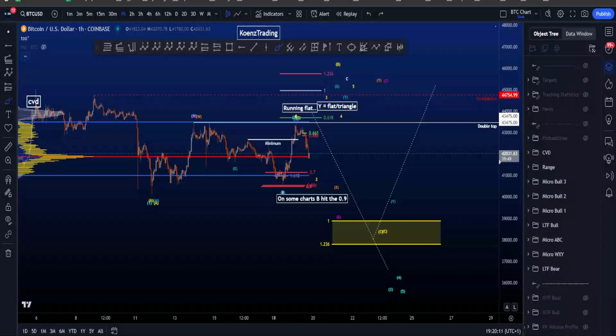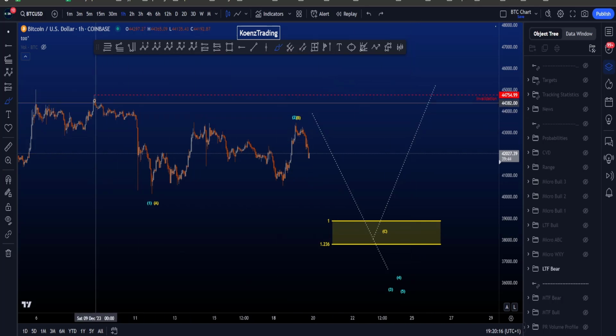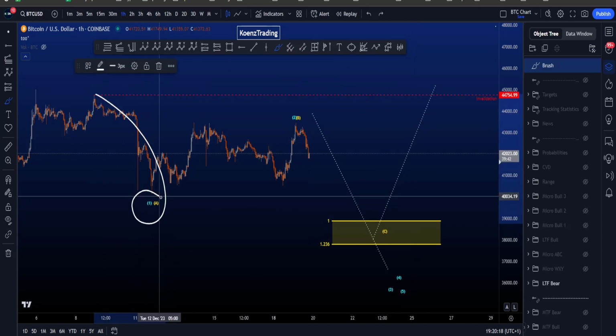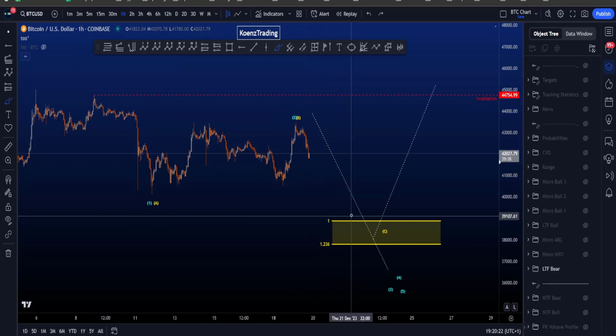Hi everyone, let's go over my bullish and bearish Elliott Wave scenarios on Bitcoin, starting with the low time frame bearish scenario where we're looking for a finished wave 1 or A, finished 2 or B, and now a wave C or a wave 3 to the downside.